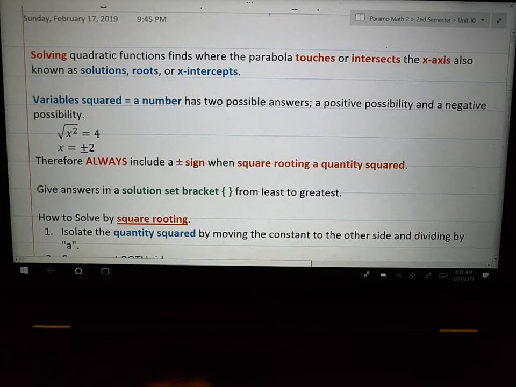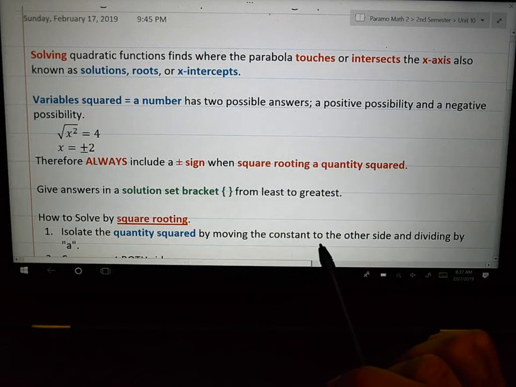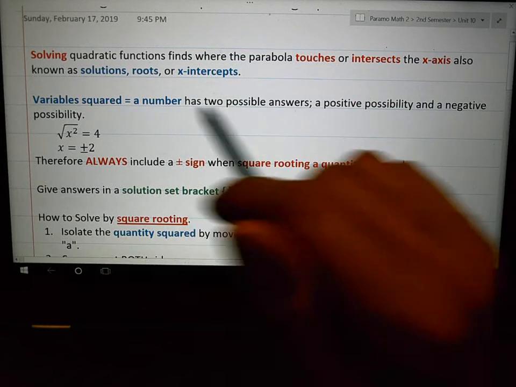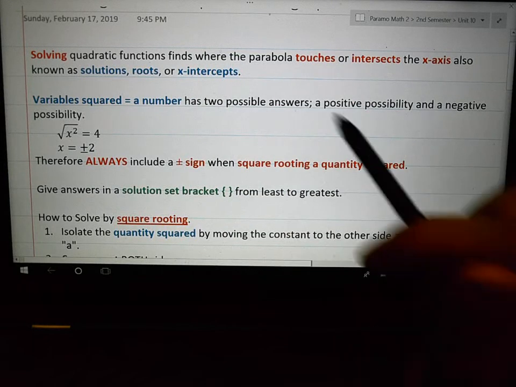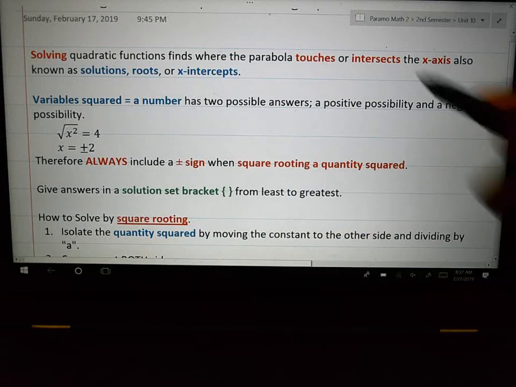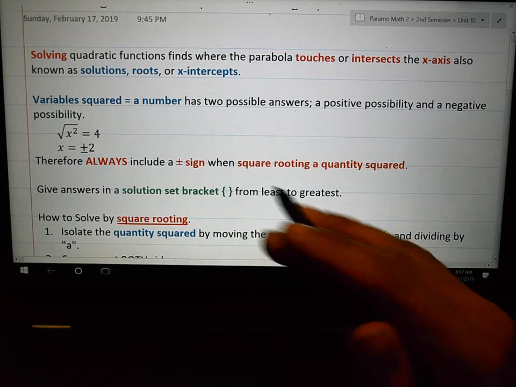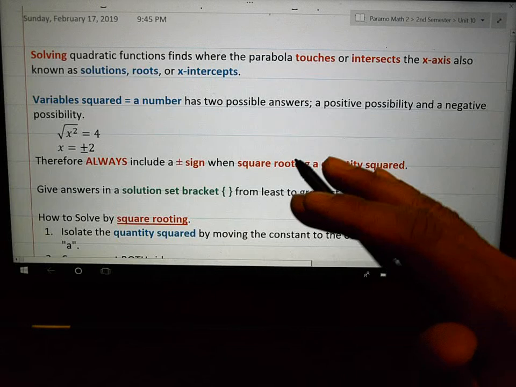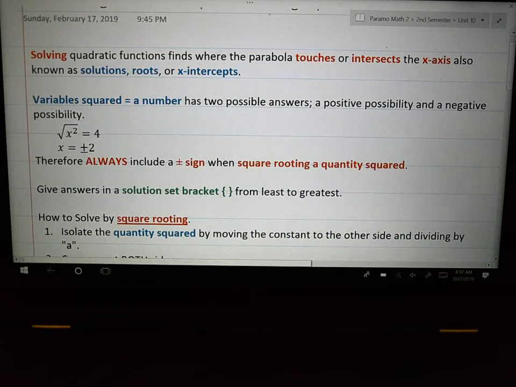I have seen it. I say, hey, find the intercepts. You would do it this way. If it says find the roots, you still do it this way. If it says find the solutions, you still do it this way. There are three different ways to write the same type of problem.